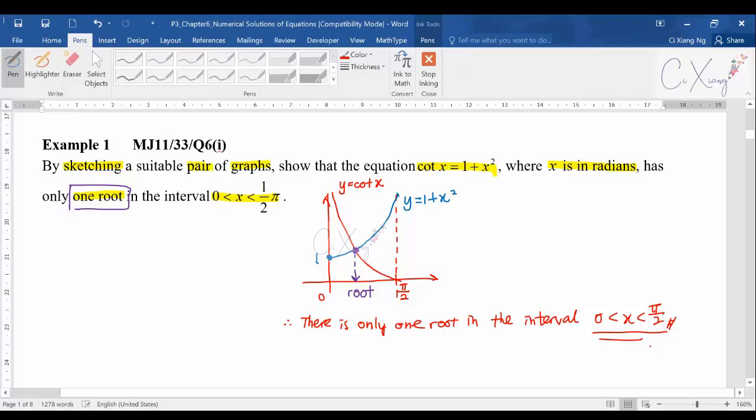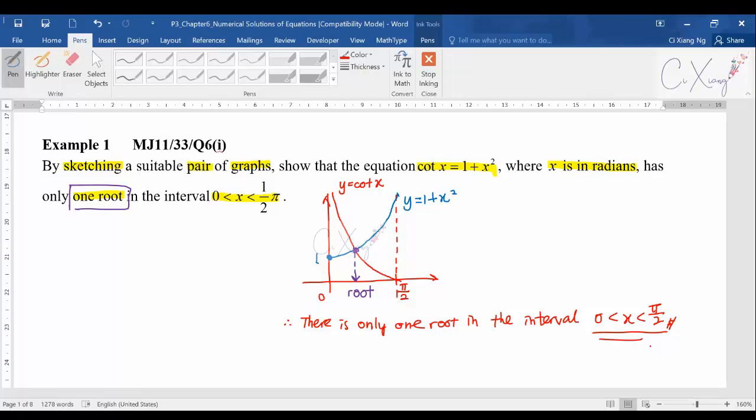Okay, this is not hard actually, but you need to make sure that you know how to draw all the basic graphs. Usually the graph will not be very hard. Usually they will ask you maybe a trigo graph, or maybe some quadratic or exponential or log graph. Okay, so this is what you have for example 1.